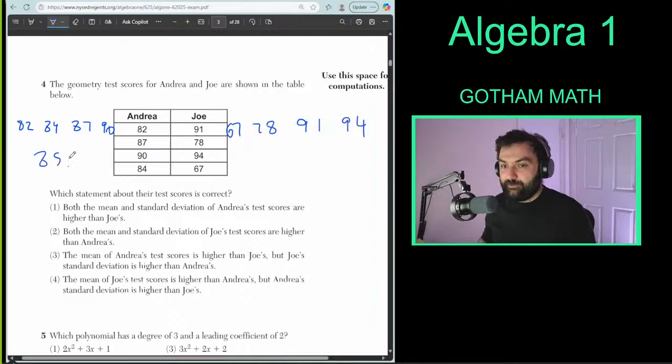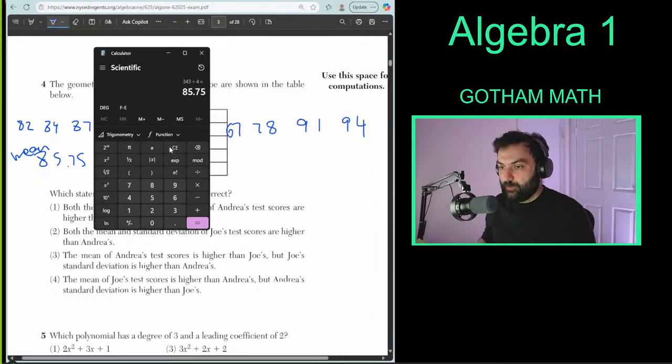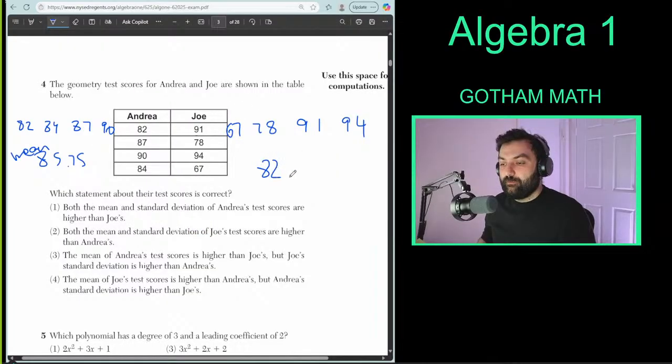Okay, 85.75. That's the mean. All right, and how about the mean for Joe? Plus 78, plus 91, plus 94. Divide that by 4. 82.5. That's the mean. All right, so now we see that the mean of Andrea is higher. So let's see which answers are telling us that the mean score of Andrea is higher.